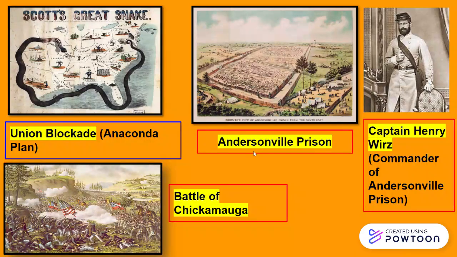Then Andersonville prison. So remember, Confederate troops were taking Union soldiers and keeping them here in Andersonville prison, and most of them end up dying because of the harsh conditions of the prison. This man here, Henry Wirz, was the commander of the prison, and he ended up getting executed once the Civil War ended due to his harsh treatment of the Union troops that were kept there.